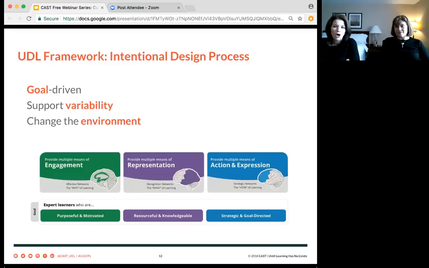It keeps the bar high for all of our students so that everybody is working toward being purposeful and motivated, resourceful and knowledgeable, strategic and goal-directed, and that we're not working toward a grade. We're not working toward passing a test, that we're just dissolving all of those. Those are the things that put people in boxes. And I think that when we look at the qualities of the expert learner, and we move students toward being expert learners, now we're really talking about changing the game for our students, but also when you think about the innovation that comes from that, we all benefit from.